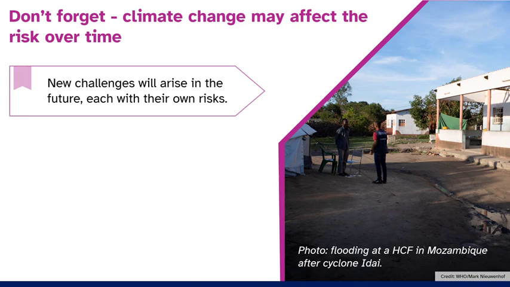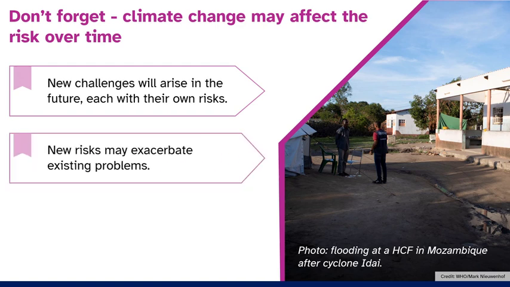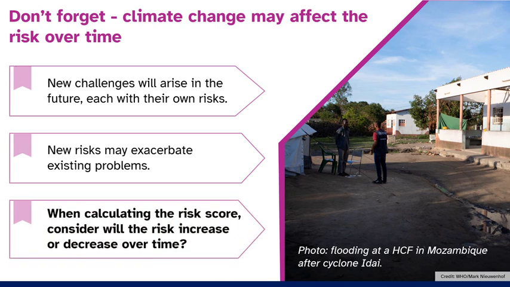The impact of climate change must be considered when assessing risks in healthcare facilities. As our climate changes, it introduces new challenges and exacerbates existing ones, each with its own risk. These risks are dynamic and will evolve over time. Consider how risks might evolve in the future as they are influenced by climate change. For example, a facility located in a coastal area which faces minimal flood risk now might face increased risk in the future due to rising sea levels.